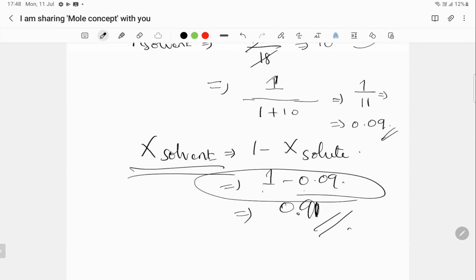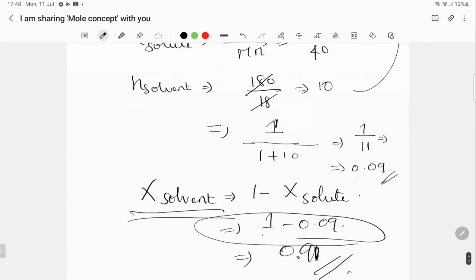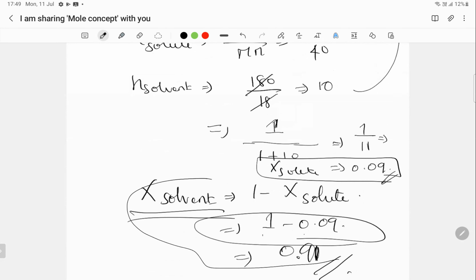So now we have got the mole fraction of your solute, and this is the mole fraction of your solvent. Do you have any doubt in this problem? No, ma'am. Clear, ma'am. So now I'll give some problems. Will you try them? Yes or no? Okay, ma'am.